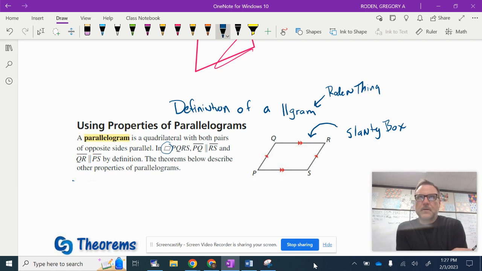It doesn't have to be slanty though. Aren't squares parallelograms? Yes, so there could be squares, there could be rectangles, there could be rhombi, but all of those are special kinds of parallelograms. When we're talking about just a basic parallelogram that's not anything else, I like to call them slanty boxes. Not really a word, but okay. Guys, good with that? I'll give you another minute here and we'll keep going.